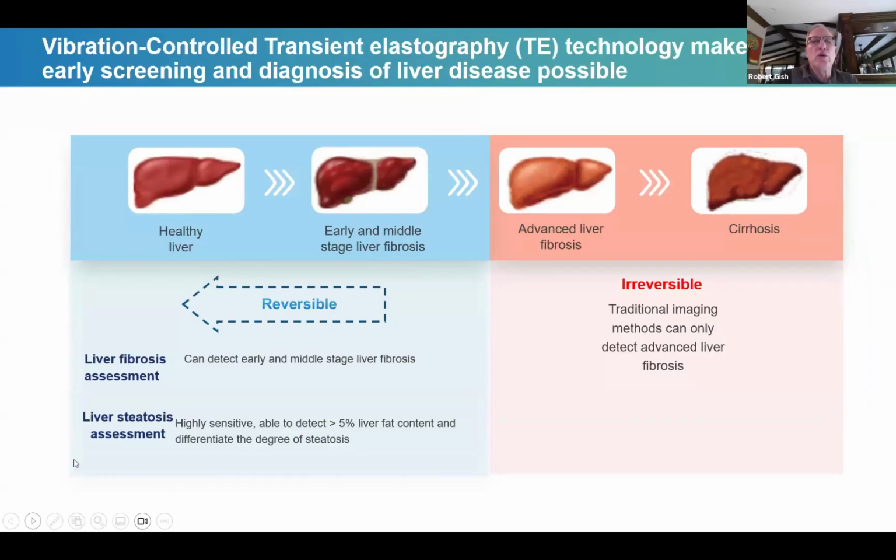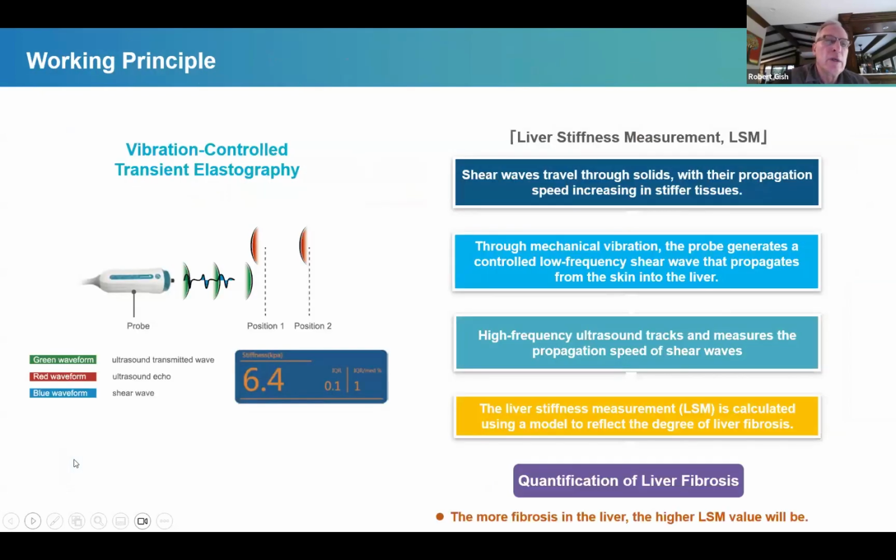VCTE has been a huge advance, available for about 2 decades in some parts of the world and less time in other parts. But this really allows us to screen and diagnose the stage of liver disease. This doesn't diagnose hepatitis B, C, fatty liver, or alcohol, of course. That's through medical history and laboratory testing. But staging is part of that assessment of every patient, and as I mentioned before, is a key part of allocating patients to different treatment pathways.